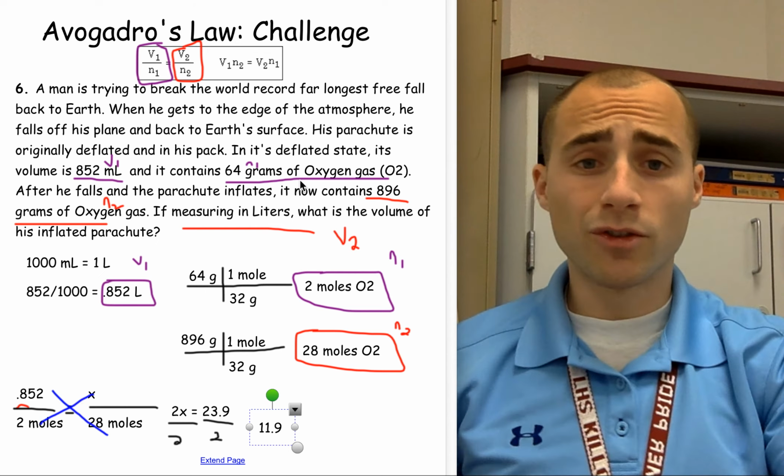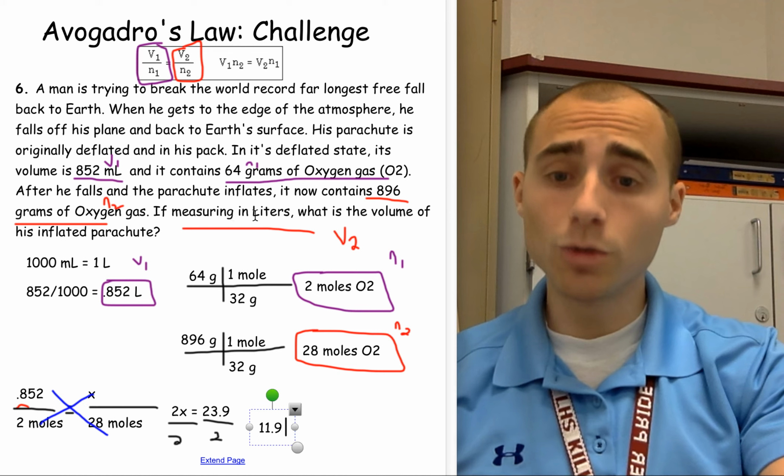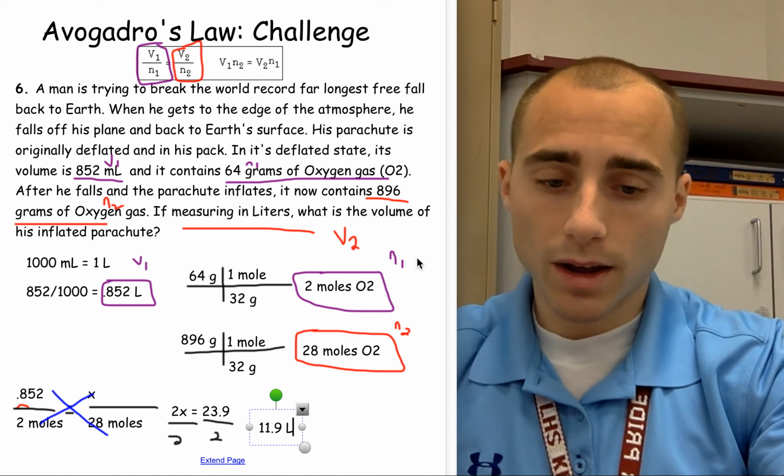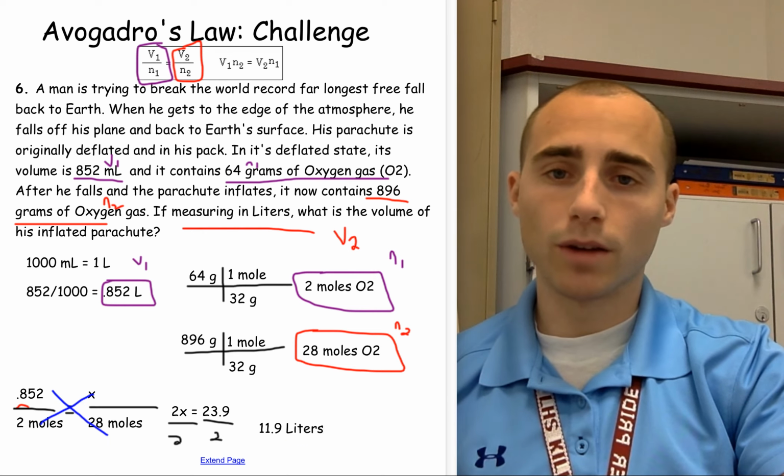What were we solving for? Go back to the problem, make sure we know what we were solving for. We're solving for V2. Therefore, it's going to be 11.9 liters in our inflated parachute.